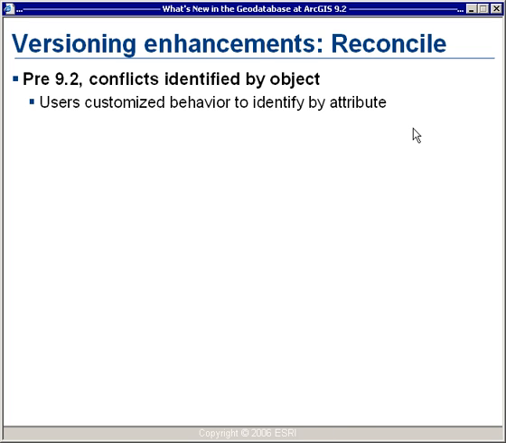Now, we do have some new editing options, which I just talked about, but we do also have some enhancements to the versioned environment. So next, I want to share with you some of these enhancements. Prior to 9.2, all conflicts were identified by object, and frequently, users would customize this behavior to identify conflicts by attribute. At 9.2, we provide you the option to either detect conflicts by attribute or by object.